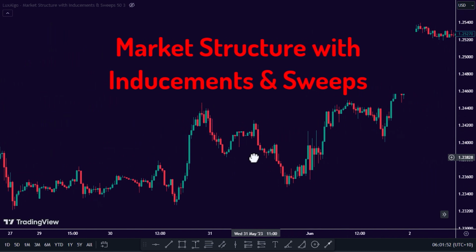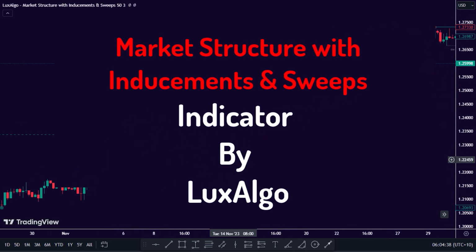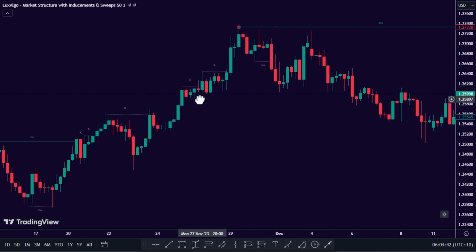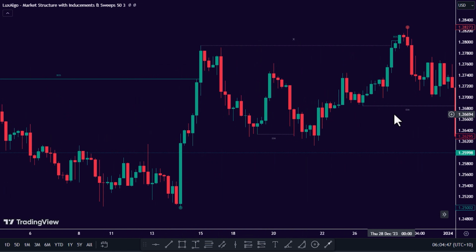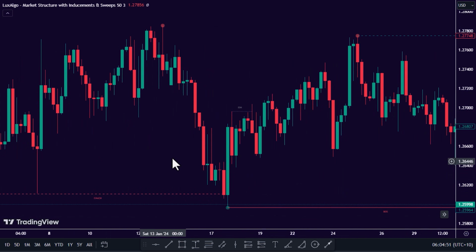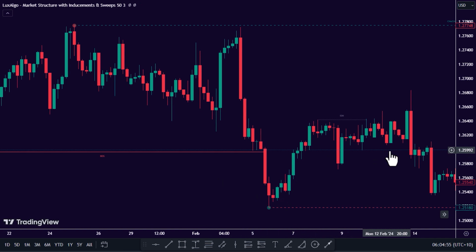In this video, I will show you how to use the market structure with inducements and sweeps indicator to detect market trade opportunities. The market structure with inducements and sweeps indicator is a unique take on smart money concepts, related market structure labels that aim to give traders a more precise interpretation considering various factors.